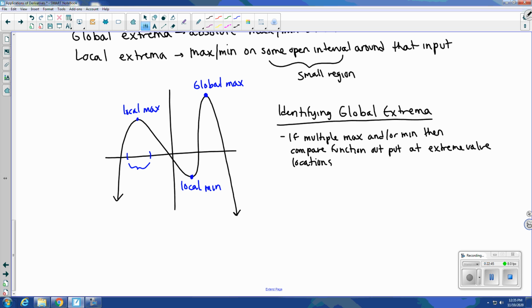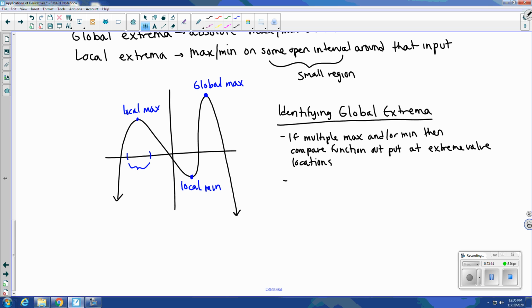Okay, so you have two maxes and you want to know which one's the global max. You have to plug both of those values into the actual function to get what the function output would be. So we're not plugging into the derivative. We identify where they are using the derivative, but then to identify the global max or min, you need to evaluate the actual function and compare output values and say, all right, this one has a larger output than the other, so it must be higher than the other one, and therefore that's the global max.